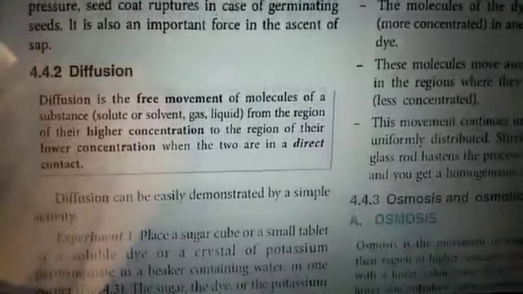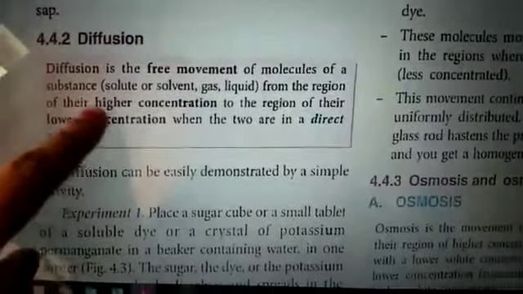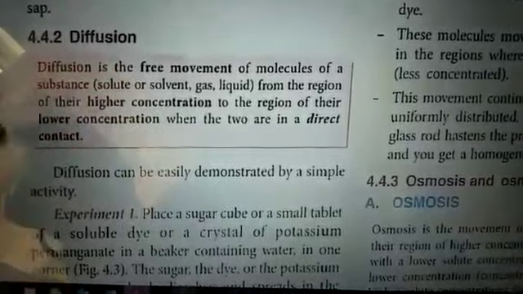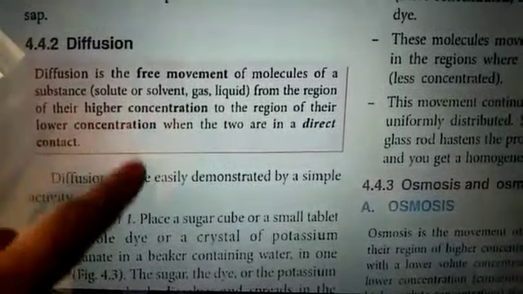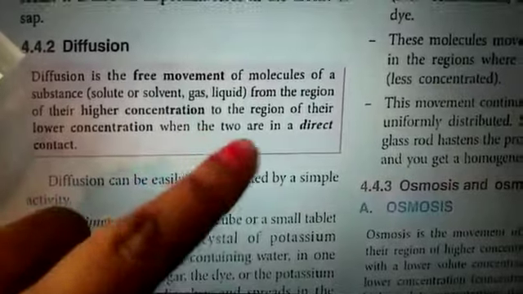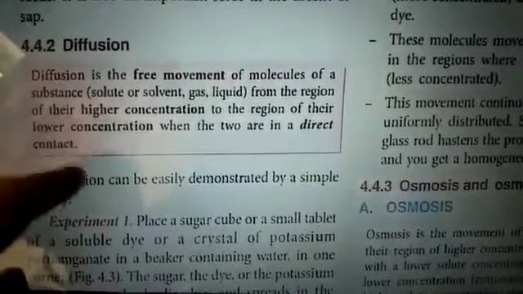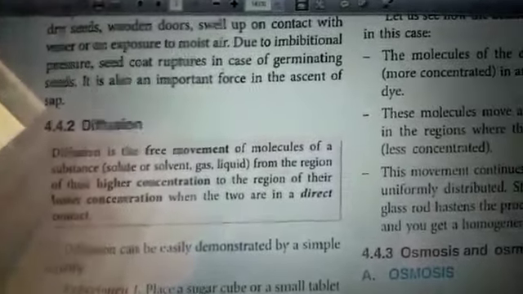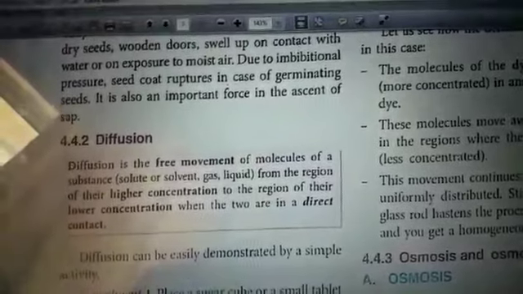Very simple process and important too. Free movement of molecules from a region of higher concentration to a region of lower concentration. When the two are in direct contact, the water molecules start moving. This process takes place until the concentration is the same.